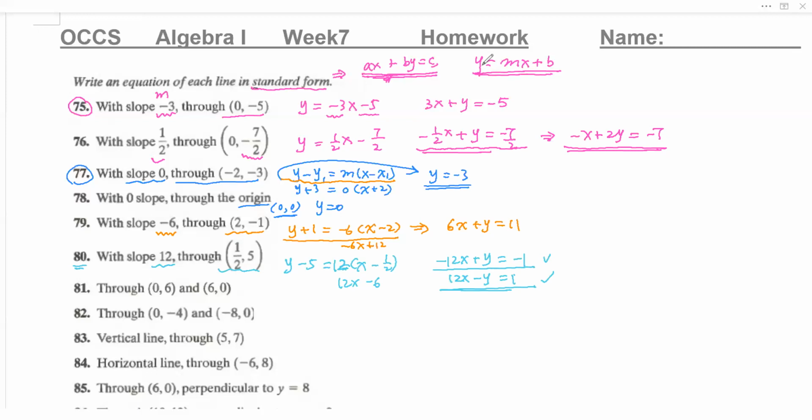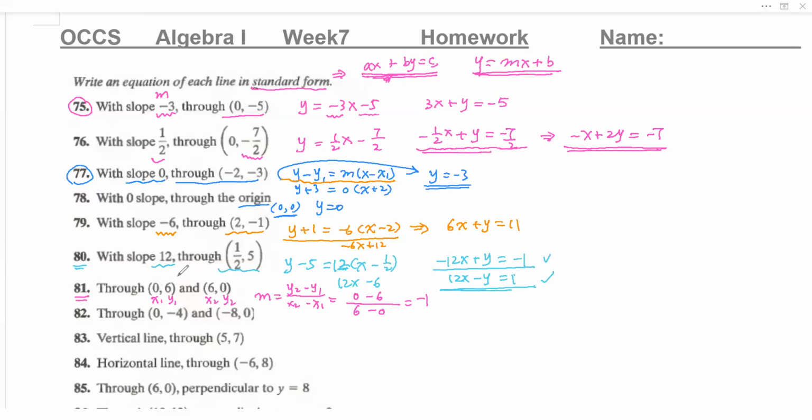All right. So let's see 81. It passes 2 dots. You can see these 2 dots. The first dot is x1, y1, the second is x2, y2. So we find the slope first, okay? The slope is y2 minus y1 over x2 minus x1, right? So y2 is 0, y1 is 6, x2 is 6, x1 is 0. So you get negative 1. The slope is negative 1.